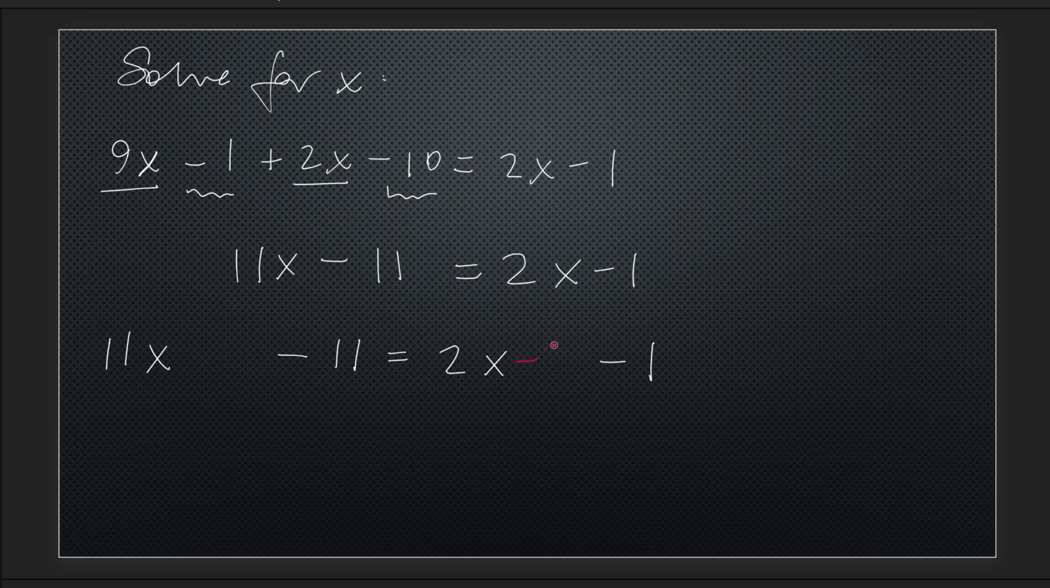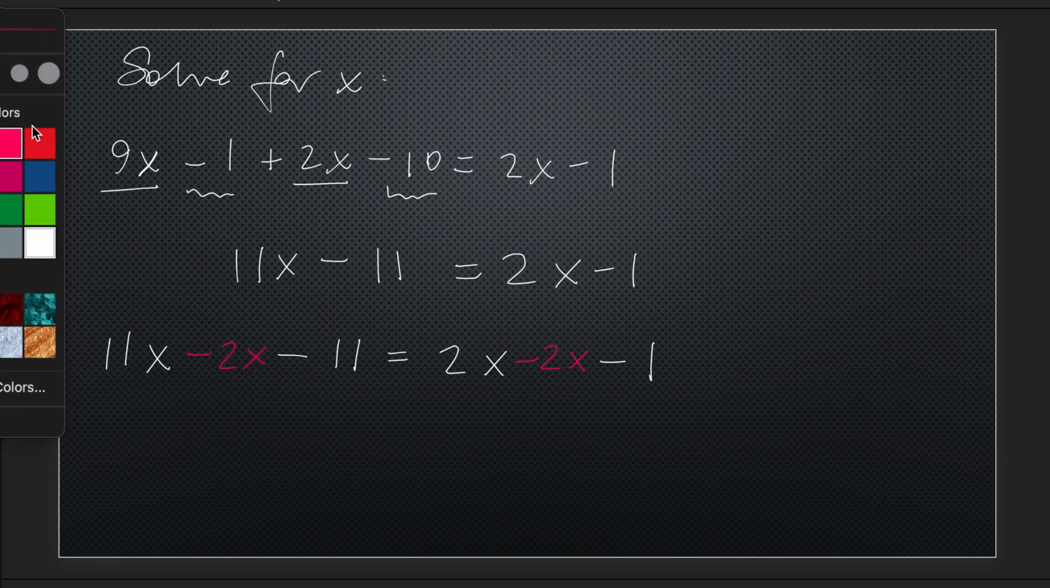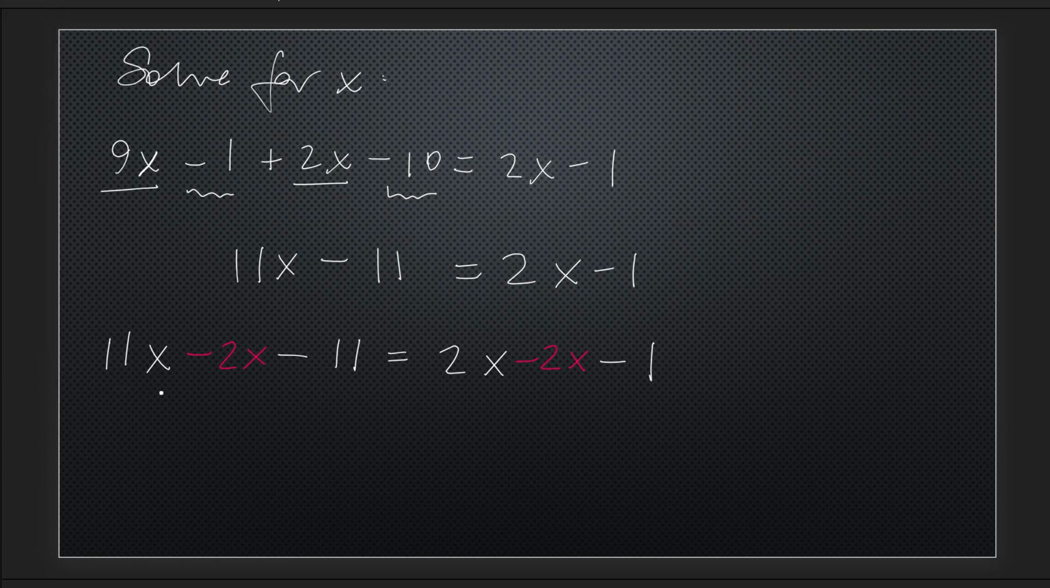So I'll subtract 2x. And since I'm doing it that side, I'm going to do that to this side as well. So what happens is 11x minus 2x is 9x. And then we have minus 11 equals. And 2x minus 2x is just 0. 0 minus 1 is just minus 1. So that's how I got that 2x to disappear from the right side and appear on the left side. And I combined it with the 11x.